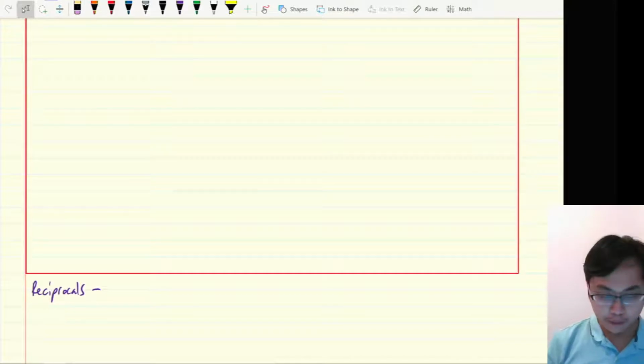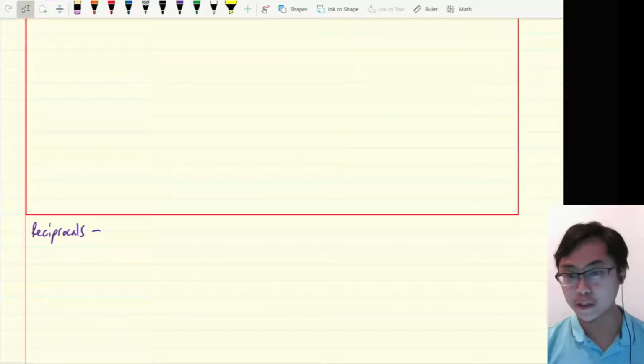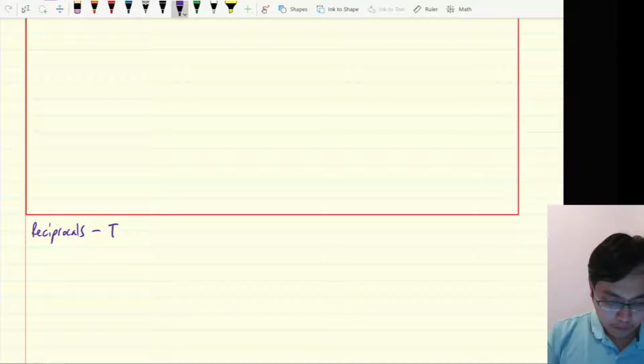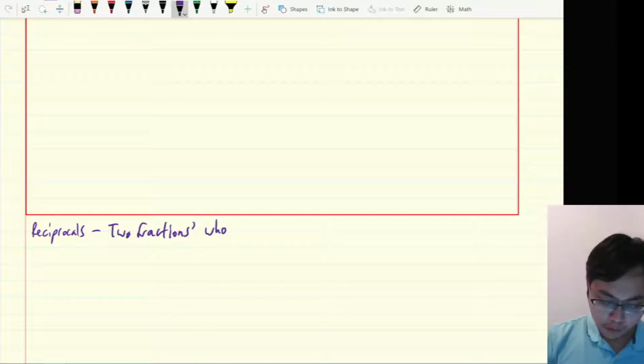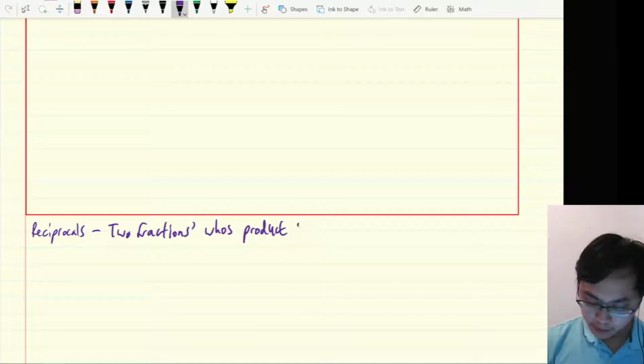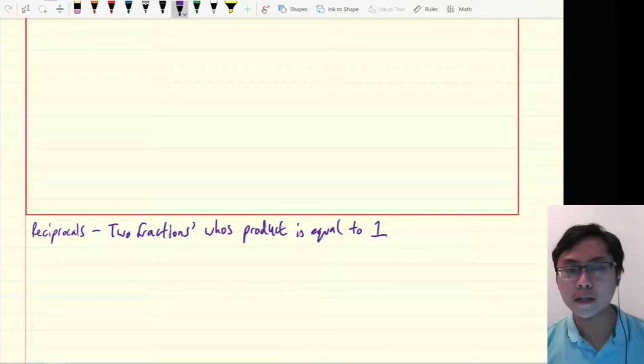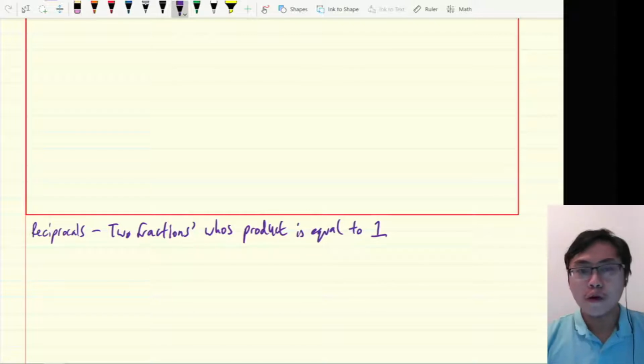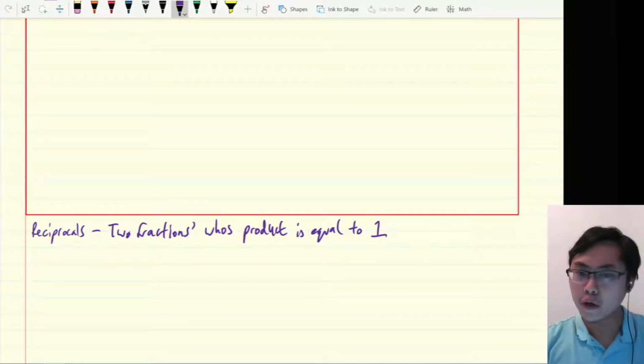Reciprocals, we briefly talked about it last year in grade 7, but if you remember what a reciprocal is, basically it is two fractions whose product is equal to 1. That is the definition of what a reciprocal is. So basically, it is two fractions who, when multiplied to each other, the product will give 1.